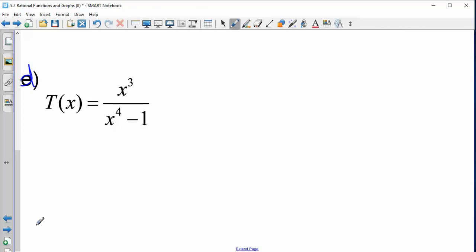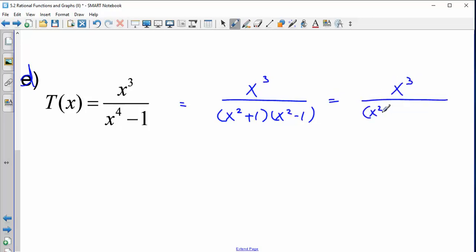D. What would I do on this one? Okay. You could factor the bottom. Difference of squares, x squared plus 1, x squared minus 1. Then what? Okay. Can the x squared plus 1 break down? The x squared minus 1 would break into x plus 1, x minus 1. X squared plus 1. If I set that equal to 0, what am I going to get? Plus and minus.